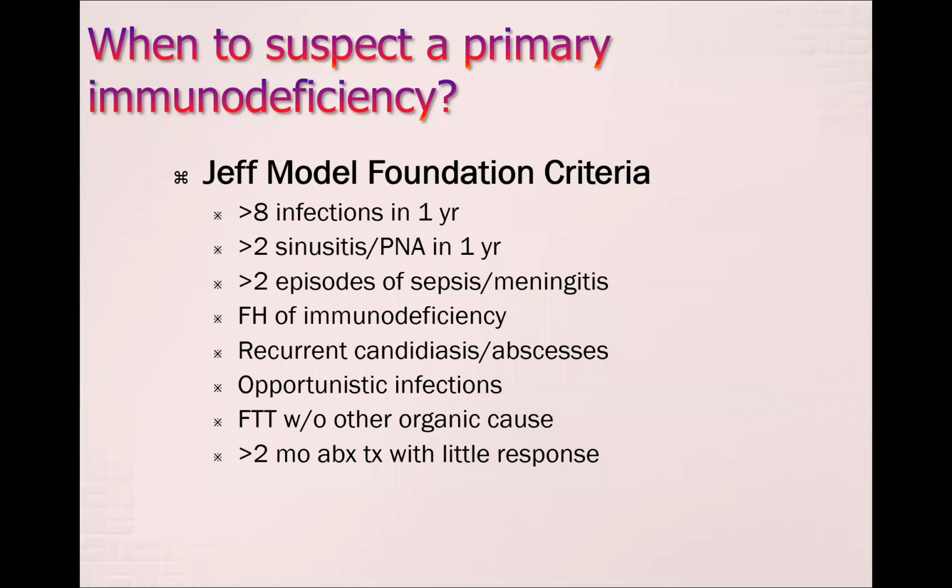If somebody has a pneumonia in a recurring area, you may want to think about an anatomic defect, which would not be a primary immunodeficiency. So you really have to take into account what that pneumonia looks like on the radiograph.